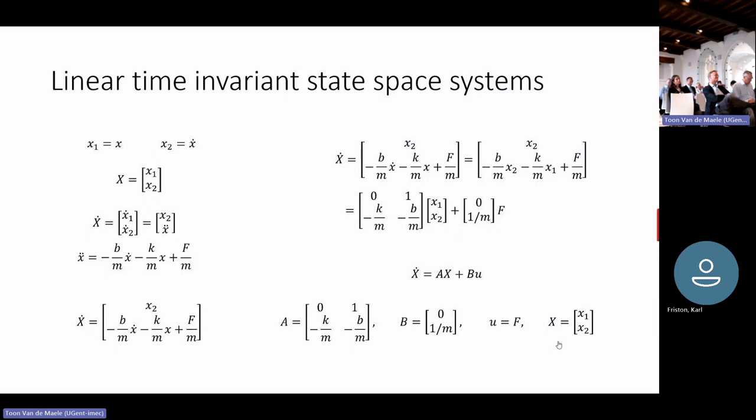Is this part kind of clear, or at least the direction in which this is going? Head shakes. Okay, cool.